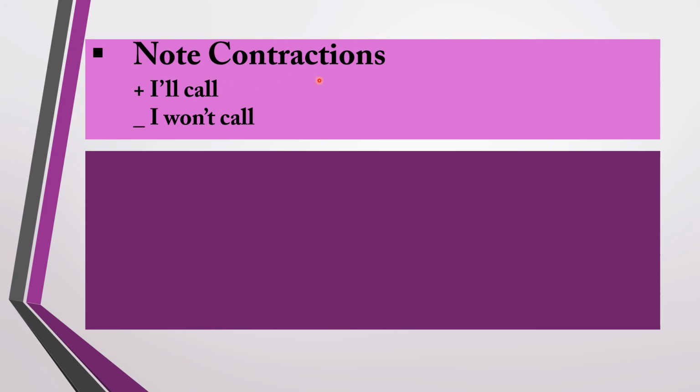Note contractions. Affirmative form: I'll call. Negative form: I won't call. Question: if the question is short, it begins with one of the auxiliary verbs. Will is the auxiliary followed by one of the pronouns or the subjects I, you, he, she, and the base verb and the question mark.